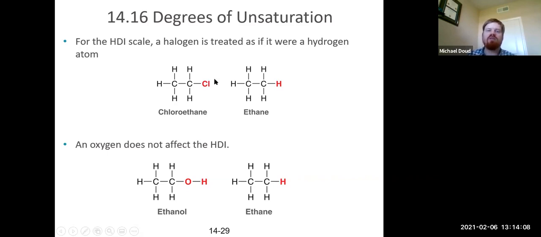For this scale, if you just substitute a chlorine for a hydrogen here, you can see that that basically is just a 1-to-1 substitution, right? Chlorine doesn't bond to anything else. So we're just going to treat the chlorine as if it were a hydrogen. If you add in an oxygen, oxygen doesn't affect the hydrogen deficiency index because when you add in an oxygen, you actually put another hydrogen on there, right? Oxygen is divalent. So the fact that it's divalent tells you that you have to put another hydrogen over here. So it's not going to change the number of hydrogens that we would expect either.